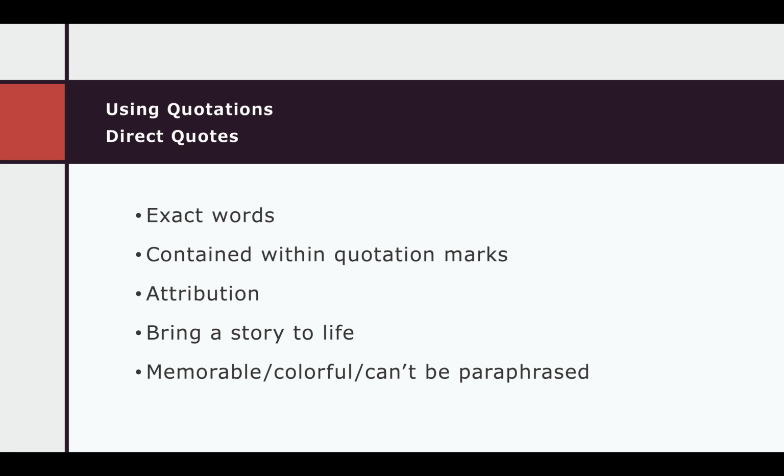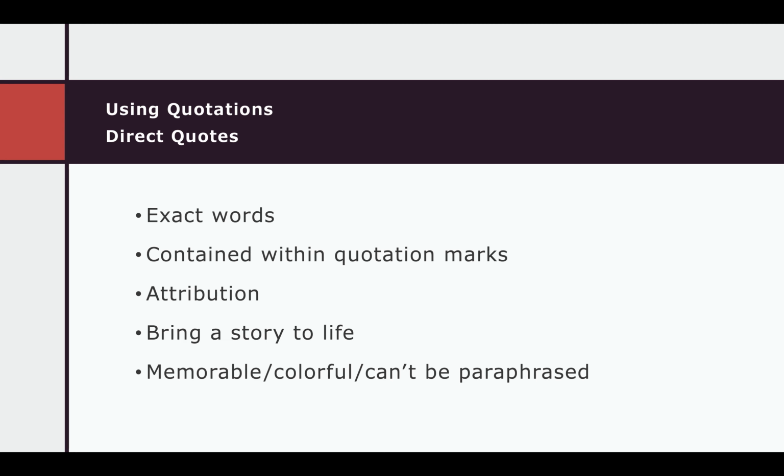Now, direct quotations are exact words. Those are things that are contained within quotation marks. If you do not have the exact words, then you cannot put quotation marks around that quote. It is not a direct quote. You always have to attribute or give credit to who is speaking in a direct quote.